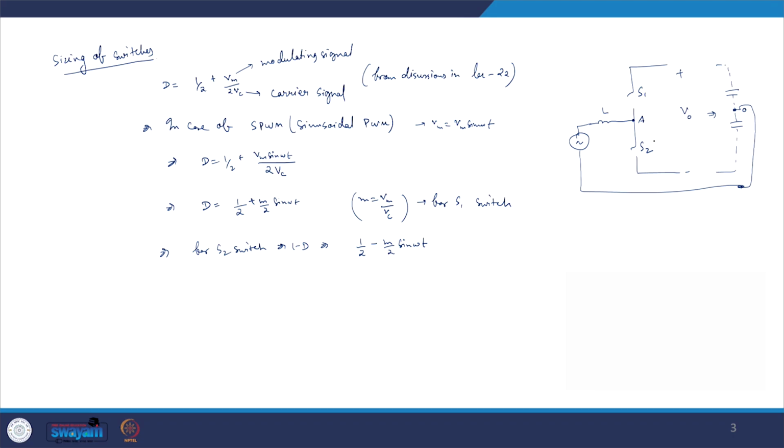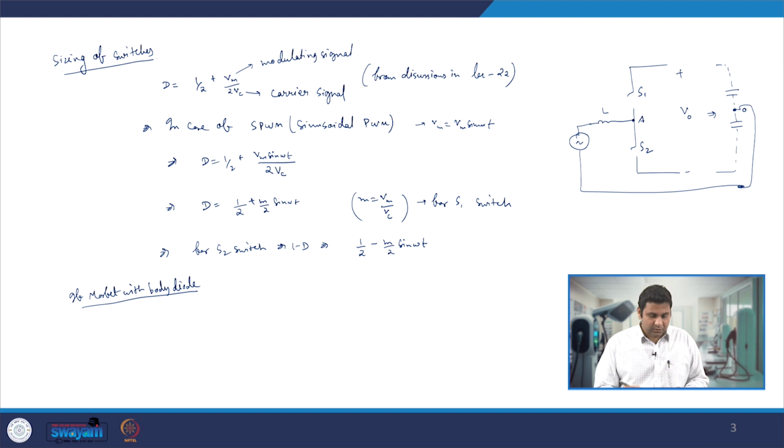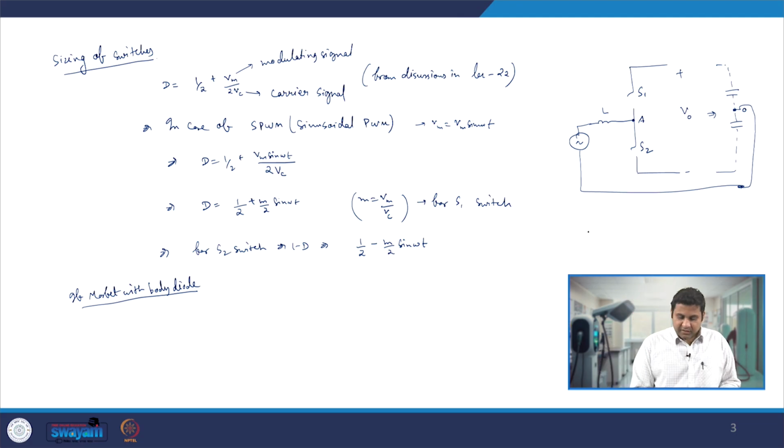Now if I have to size these switches, let us say these switches are made up of MOSFET, a MOSFET with body diode, and we ensure that whenever there is a conduction through the body diode, we will turn on and form the channel through the MOSFET. So the current will start flowing through the channel. So that is when we have to define the RMS current which is flowing through the MOSFET, and for that we have to calculate the IRMS.